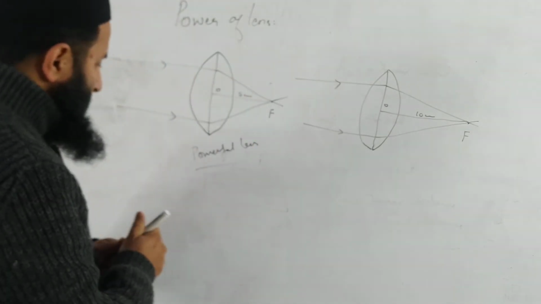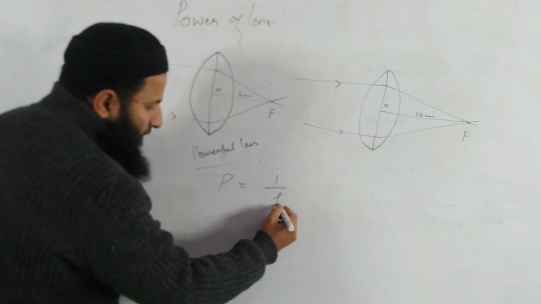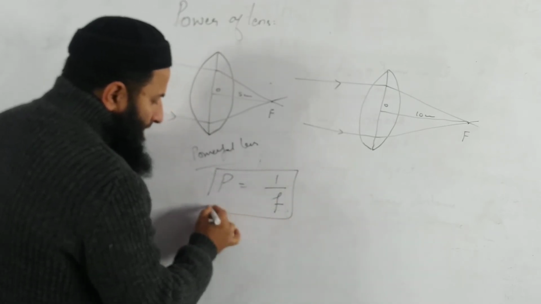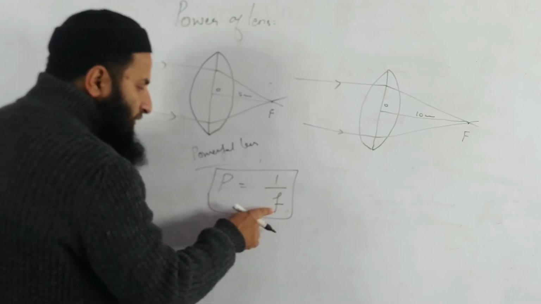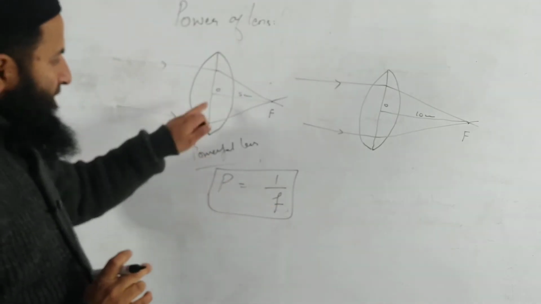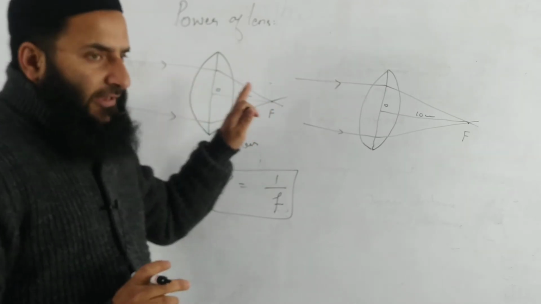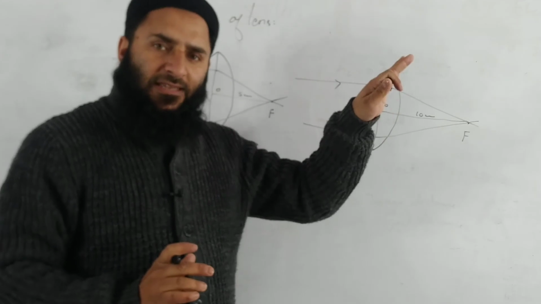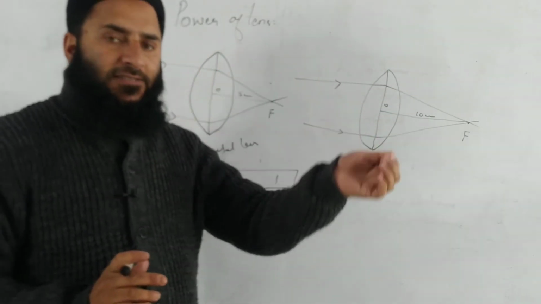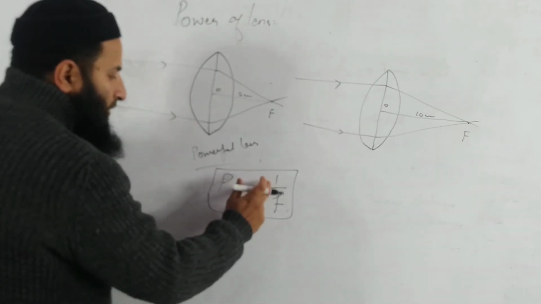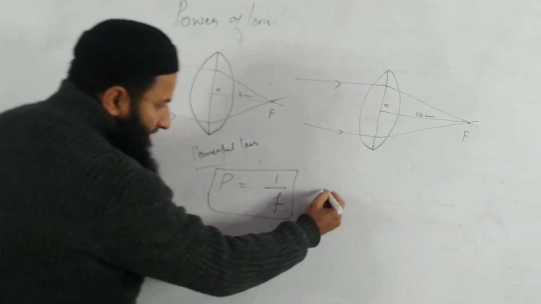So we define power of lens. Power of lens, it is the reciprocal of focal length. More the focal length, less is power. Less the focal length, more will be the power. This distance from O to F is focal length. As the value of this OF increases, that means power of the lens is decreasing. And if the value between O and F decreases, the power of lens is increasing. So P is 1 upon F, power of a lens. It is the reciprocal of focal length.